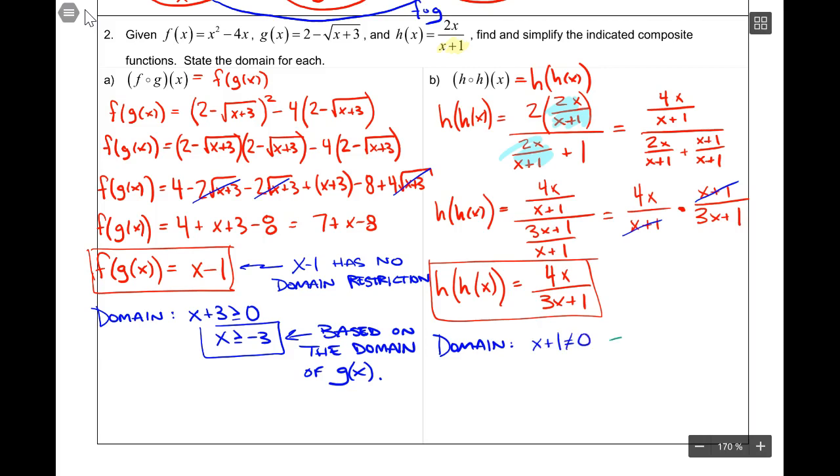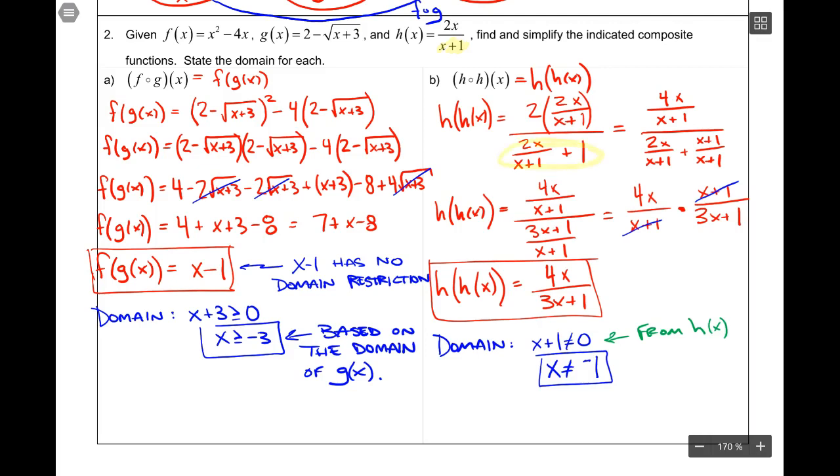And again, I just want to make note, this is from h of x, which is an input to the composite function. So that means x cannot equal negative 1. Okay, x cannot equal negative 1. But there's more than that. So let's go back and look at our original work for h of x.